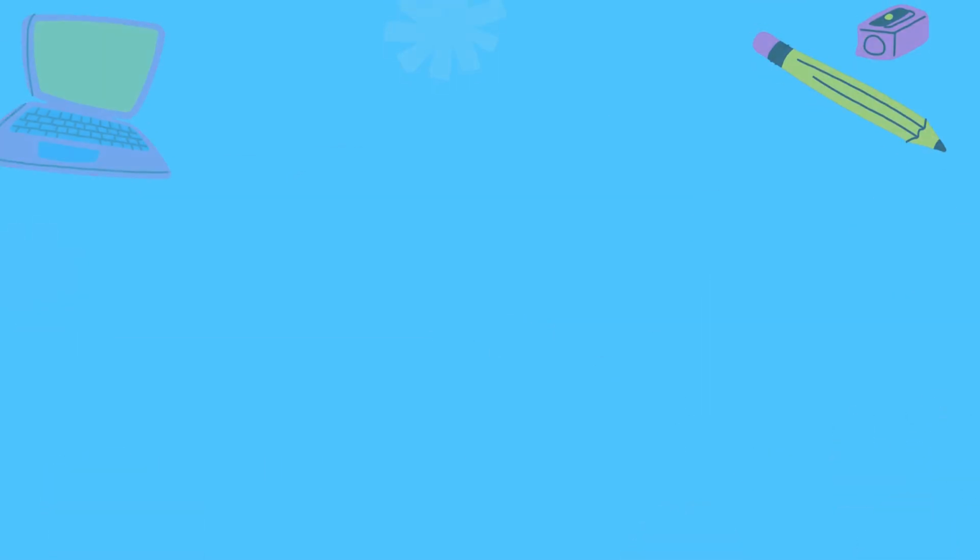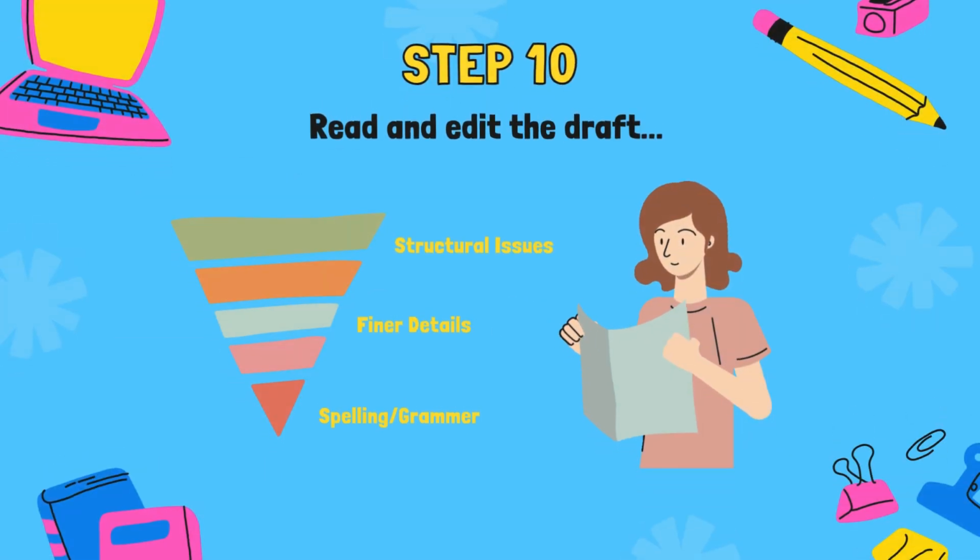Step 10. Read and edit the draft. Now it's time to read your draft story. Share it with your friends and family members for advice on how to make it better. The first time you read it, try to focus on structural issues with your story. In other words, does it make sense? Are there any plot holes in the story? Are the key events in the correct order? Then, fix these mistakes and read the story again.